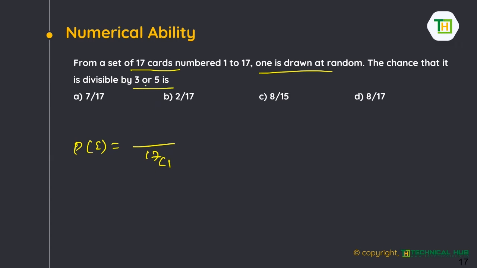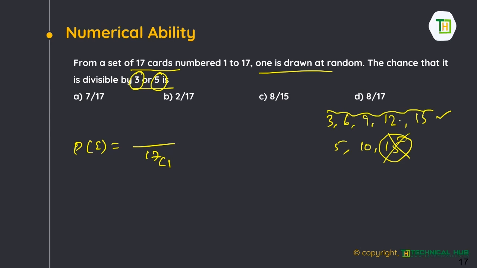And coming to the numerator, that particular number is divisible by either 3 or 5. Up to 17, the numbers which are divisible by 3: 3, 6, 9, 12, 15. Whereas for 5, the numbers divisible by 5: 5, 10, 15, up to 17. But if you observe carefully, this number is already written here, so there is no need of taking this number again. Now you can check how many numbers are divisible by either 3 or 5.